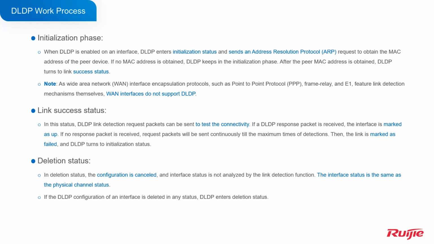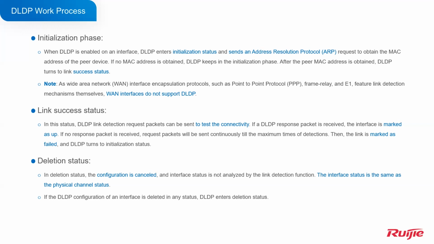Okay, and the last is the deletion status. In this status, the configuration is cancelled and the interface status is not analyzed by the link detection function. The interface status is the same as the physical channel status. And if the DLDP configuration of an interface is deleted in any status, DLDP enters the deletion status.